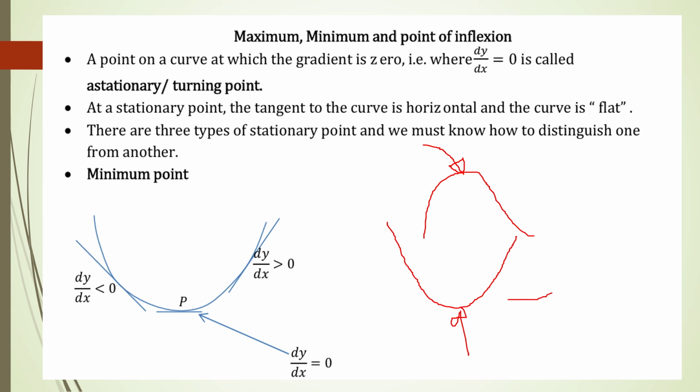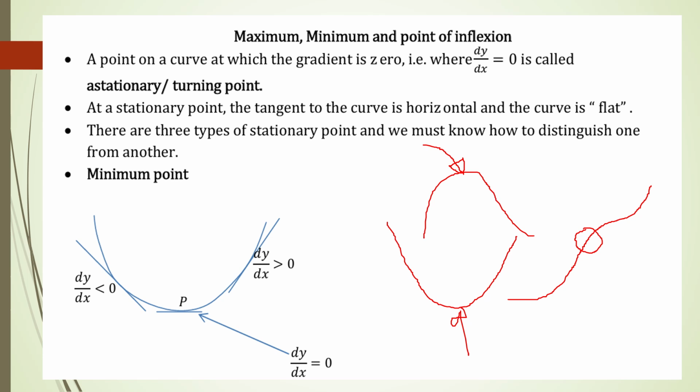Now, a point of inflection is going to be a continuing curve, whereby the curve does not go down. In other words, the curve is going to be going in one direction. So at this point, in the middle of that graph, is what we call the point of inflection.